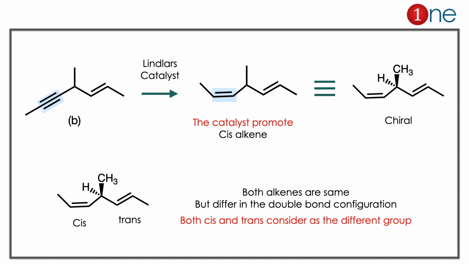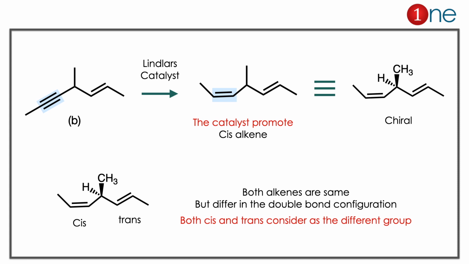Here I have drawn them separately, even though both compounds are the same and only differ in the configuration of the double bond. Here methyl and hydrogen are no problem; one double bond is cis, one double bond is trans. So both will be considered as different, so the compound is definitely chiral there. So the starting material is definitely B there.